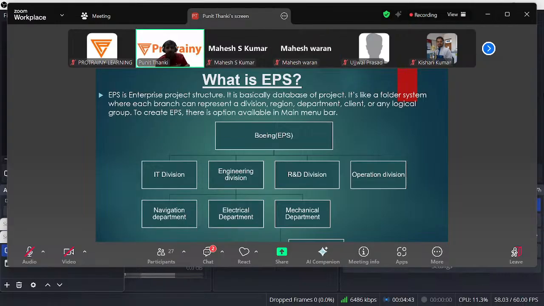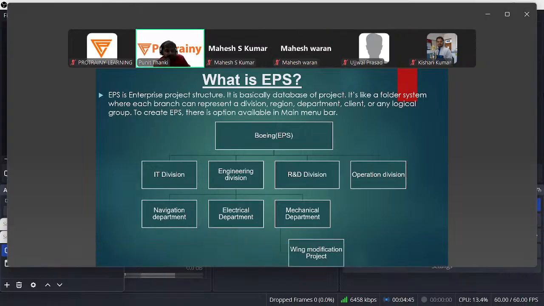Yes. So the Boeing company is the EPS for Primavera. If I schedule a training session in Primavera, Protrainy will be the EPS. EPS is not limited to the company name. It is a very broad concept. For example, let's say Tata. Tata is not the EPS, but based on the nature of operation and the SOPs, the EPS will be decided.